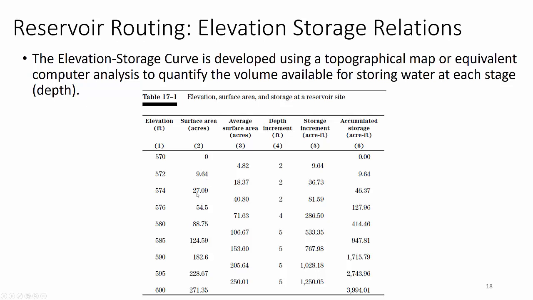We have 27.09 acres of area. So the average surface area is the average between the two of these. And that's a 2-foot increment of depth. And so the storage increment here now is 2 times 18.37, which is 36.73, rounded down, and so forth. So you end up with 9.64 plus 36.73, which gives you 46.37.